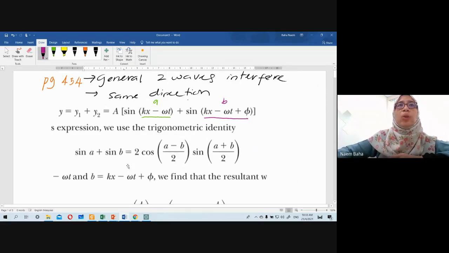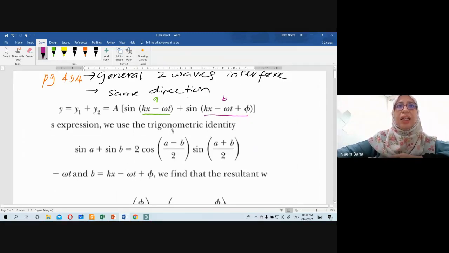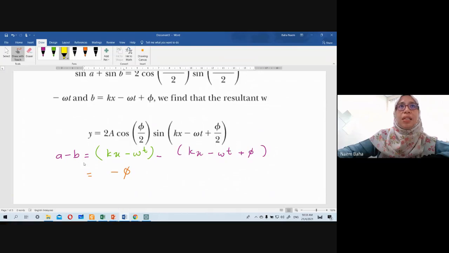So we are going to use a trigonometric identity, which is if sine plus sine, then we are going to get 2 cos((A minus B) divided by 2) times sin((A plus B) divided by 2). Alright, let's start with A minus B.